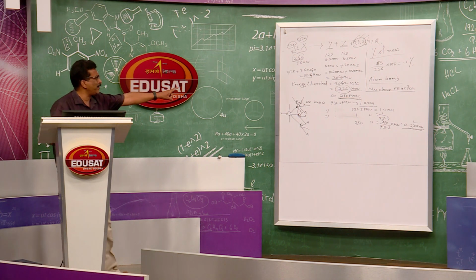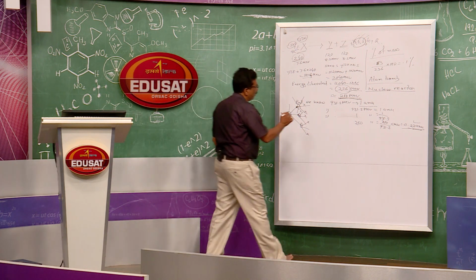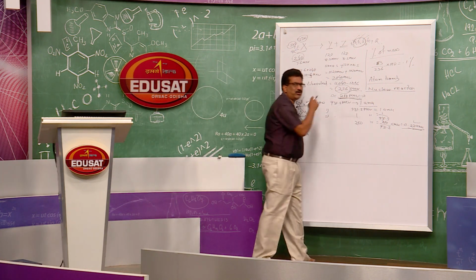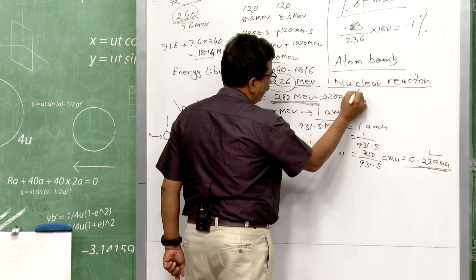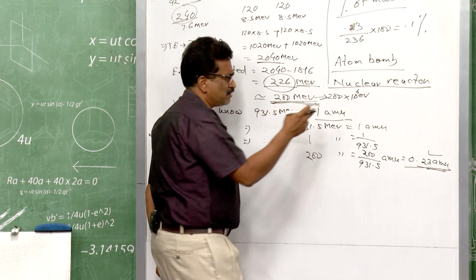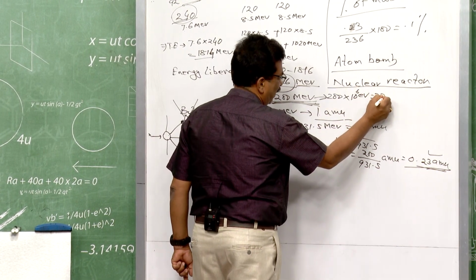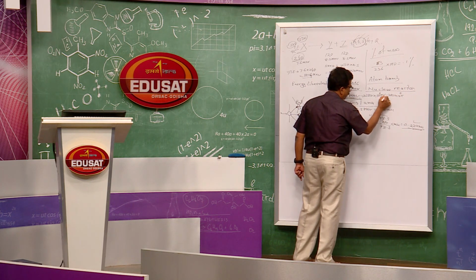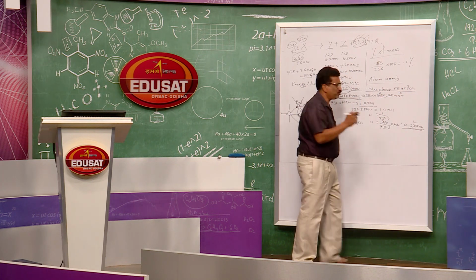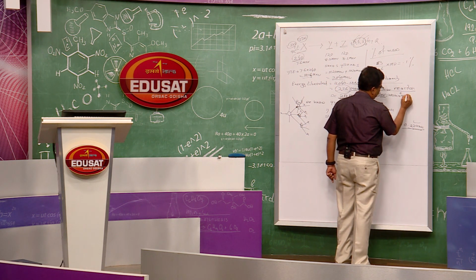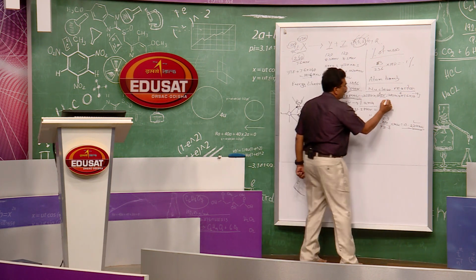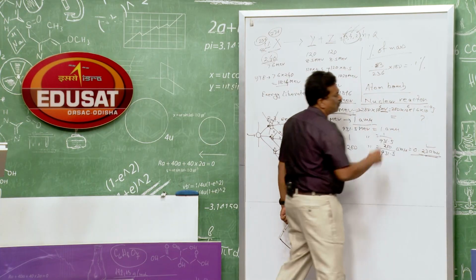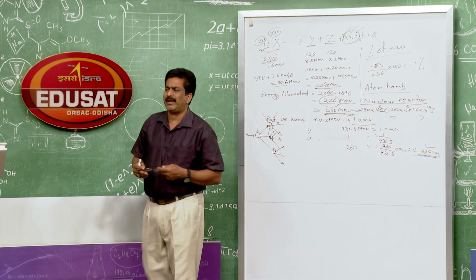But this we have derived in MeV. If this is in MeV, it can be converted into joule. MeV means 200 into 10 to the power of 6 eV. M means million, so that is 10 to the power of 6. And this 10 to the power of 6 eV can be converted to joule. 1 eV is equal to 1.6 into 10 to the power of minus 19 joule. That is 1 eV. So, if you work that out, that is that much joule. So, this is the energy released.